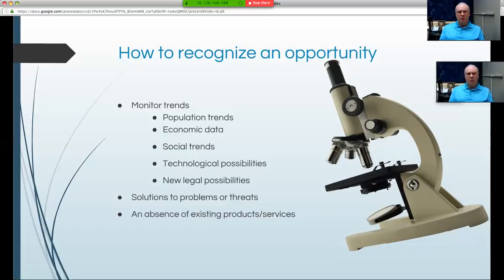Other ways to recognize an opportunity. To offer solutions to problems or threats. And we mentioned in the previous slide that having your financial details lifted or compromised just provides business opportunities to business owners to try to alleviate that threat of having your details leaked. And then we have a complete absence of existing products or services that triggers off a want in you to invent a new product or service because it is not available.